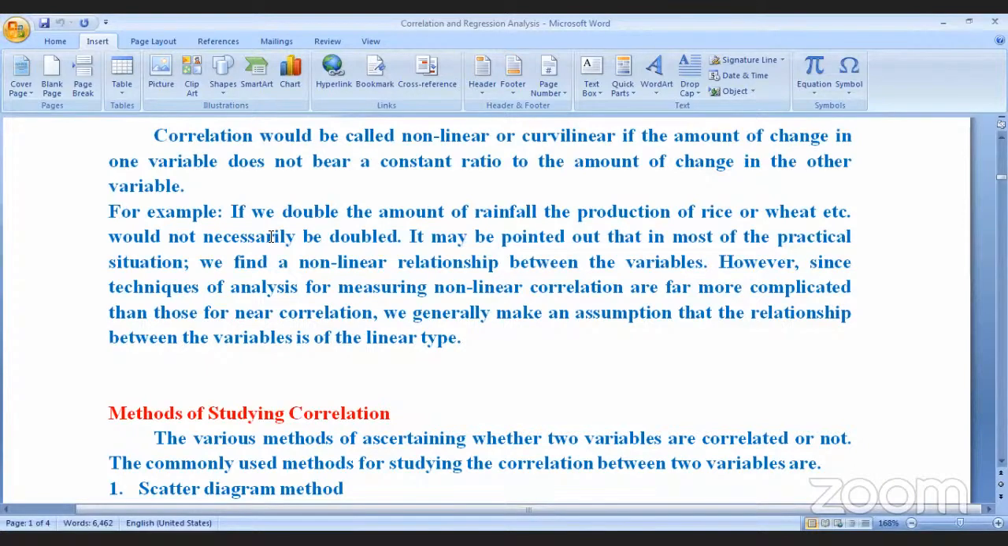It may be pointed out that in most practical situations we find a non-linear relationship between the variables only. So in practical or real-life situations, most of the time we are going to see a non-linear relationship only. However, since the techniques of analysis for measuring non-linear correlation are far more complicated than those for linear correlation, we generally make an assumption that the relationship between the variables is of a linear type. So this is called curvilinear and non-linear.